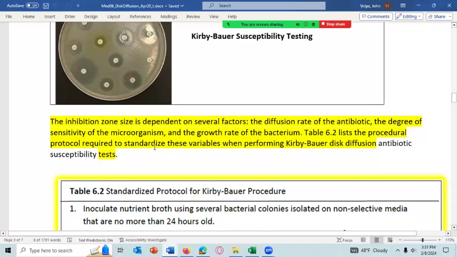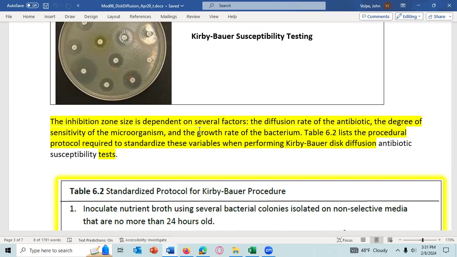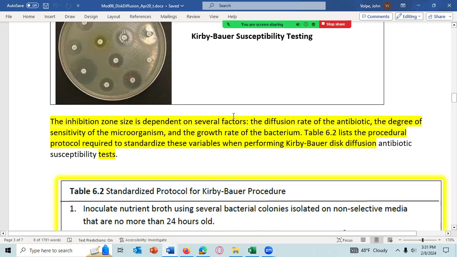The growth rate of the bacterium will also make a difference in the size of the zone of inhibition. Let me see if I can remember that one. If the bacteria grow faster, I think it's a smaller zone of inhibition, as opposed to if the bacteria are growing at a slower rate. Anyways, the point is there's a lot of variables that can affect the size of the zone of inhibition.